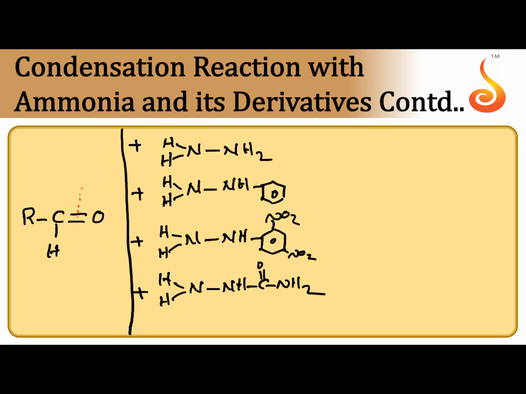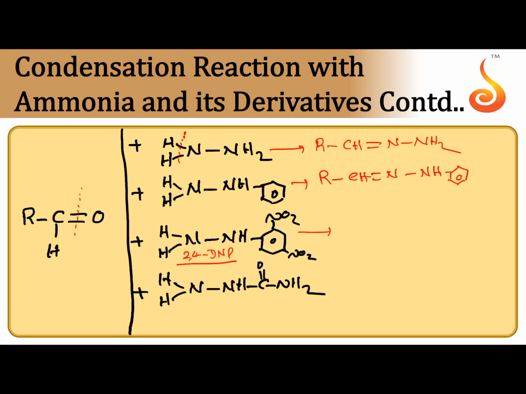Continuation. During the condensation reactions, if it is hydrazine, we can get aldehyde hydrazone. Hydrazine becomes hydrazone. Now phenylhydrazine, we can get RCH=N-NHC6H5, aldehyde phenylhydrazone. 2,4-dinitrophenylhydrazine. This is called 2,4-DNP. The same type of condensed product we can get.